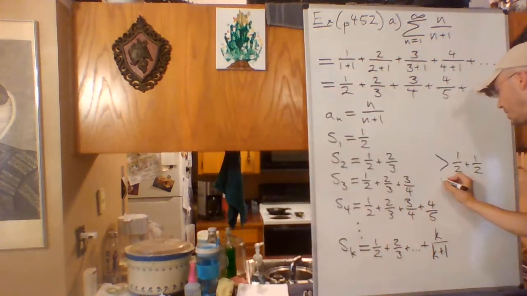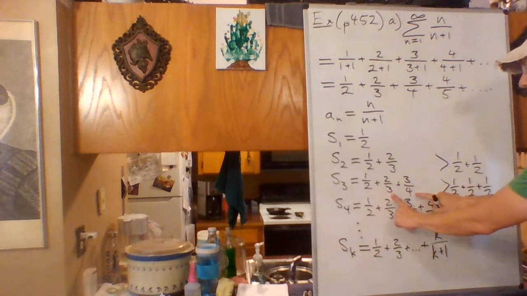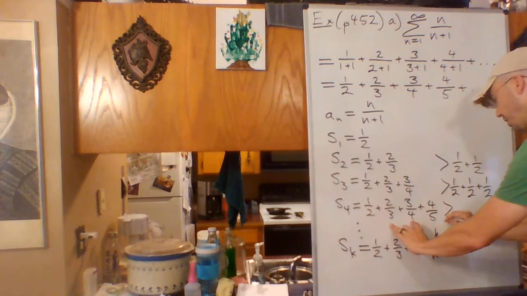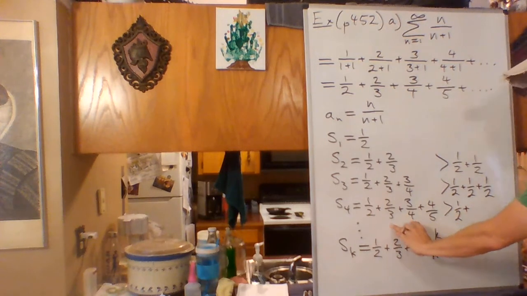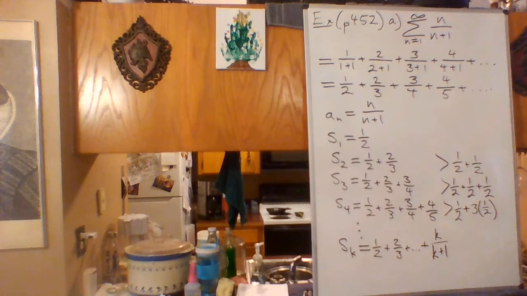Here, this is greater than 1/2 plus 1/2 plus 1/2, because both of these are greater than 1/2. This one is greater than 1/2 plus 1/2 plus 1/2 plus 1/2. That's 3 times 1/2. I'm a little bit low on space, but you can see that these partial sums are each greater than, well, that's 2 times 1/2, and that's 3 times 1/2, and that's 4 times 1/2. This one's going to be greater than k times 1/2.